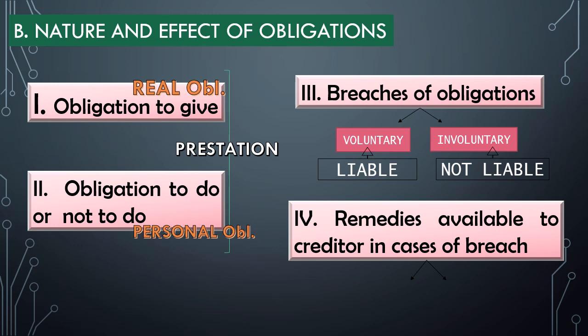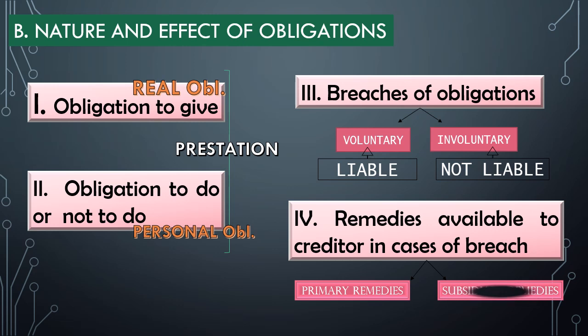The last is we are going to discuss also the remedies available to the creditor in cases of breach. And there are two kinds of remedies that the creditor can avail, and that is the primary remedies. Example of that is your action for damages, action for performance, the action for rescission. And next is your subsidiary remedies, and that is your action subrogatoria and action pauliana.